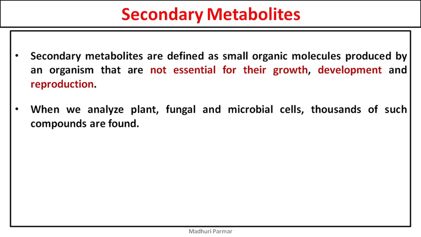If any molecule or any organic compound is involved in growth, development, and reproduction, it is called primary metabolite. Primary metabolite will include all the sugars, it will include the nucleic acids, it will include lipids, it will include proteins because these are all required for growth, development, and reproduction. While these secondary metabolites are not required.